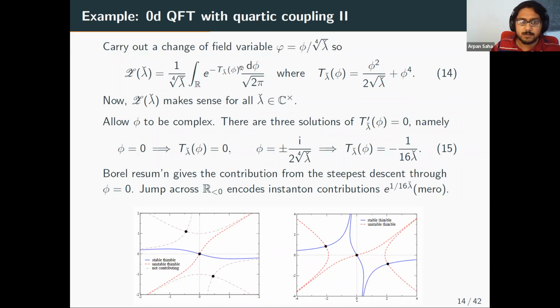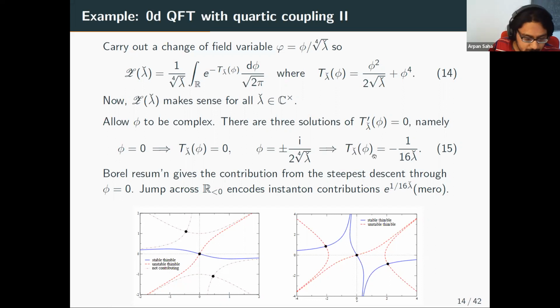And then this integral can be approximated by the method of steepest descent. In order to use that method, first we have to let the new field variable phi be complex. So that will give us two new critical points of the solution. These are the two new critical points, and these are the classical instanton solutions.